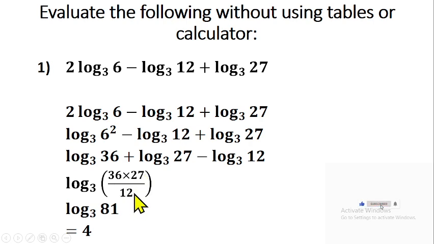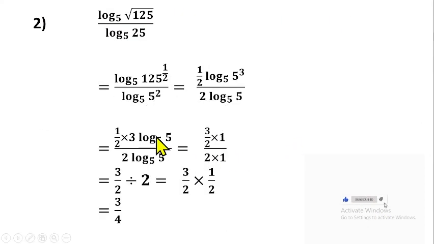So from here, I can simplify this further. 36 times 27 divided by 12 gives us 81. So the question is, how many times can you raise 3 to get 81 based on what you have done so far? So what this one means, log 81 base 3, means how often can you raise 3 to get 81? The answer is what? 4. So when you simplify this logarithm, you can see that the answer is 4.